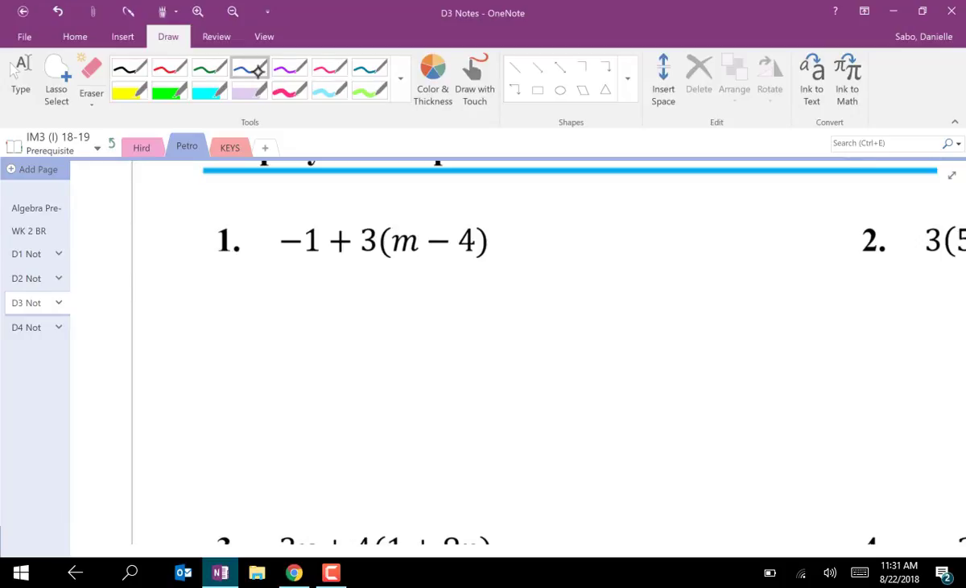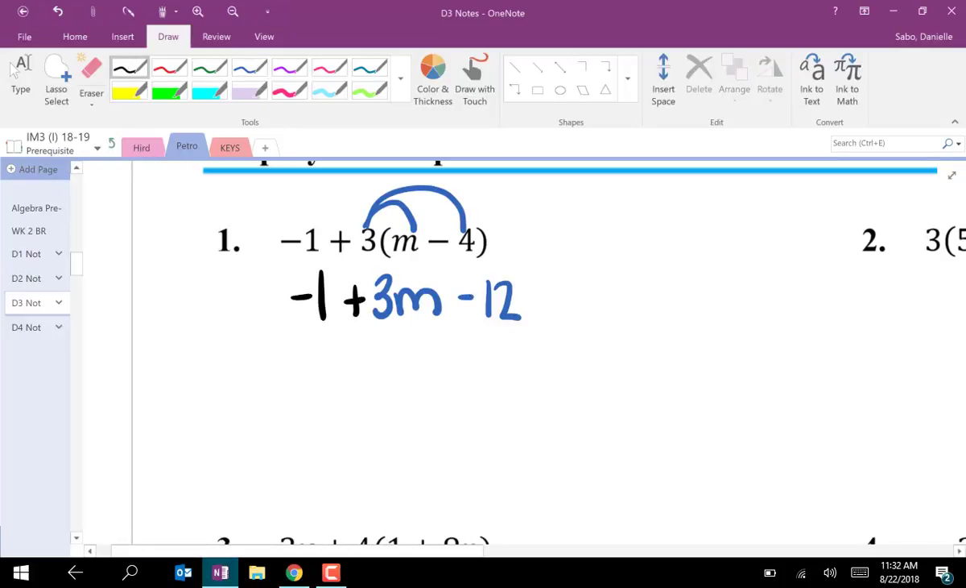Yeah, the parentheses, but I can't really add them because M and 4 really don't go together, but what can I do? What's that word called? Yeah, distribute. Very good. So 3 times M, I get 3M. And then 3 times a negative 4 is a 12. Is it just 12? There we go. Negative 12. And then I'm going to bring everything else down in black.